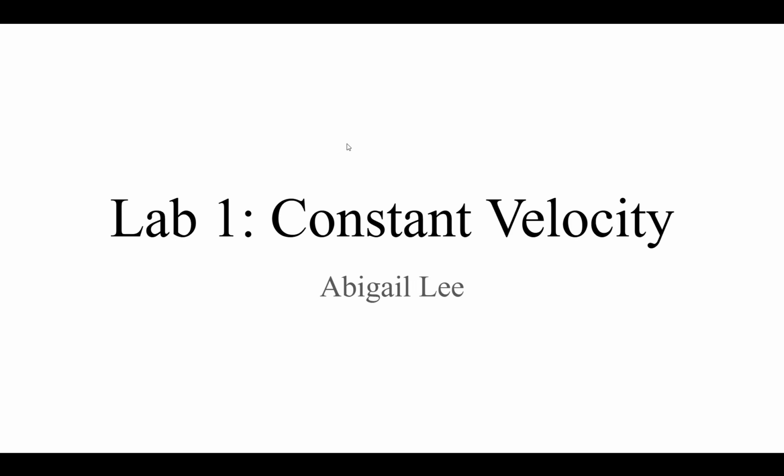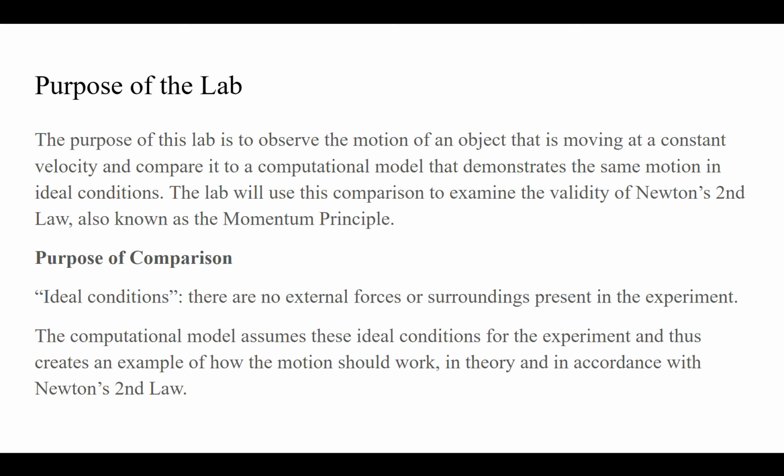Lab 1: constant velocity. The purpose of this lab is to observe the motion of an object moving at a constant velocity and compare it to a computational model that demonstrates the same motion in ideal conditions. The lab will use this comparison to examine the validity of Newton's second law, also known as the momentum principle.